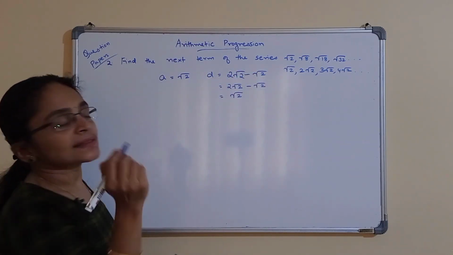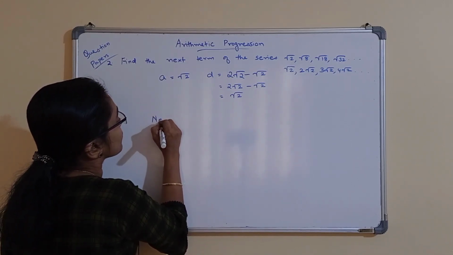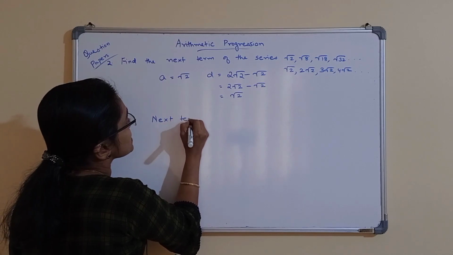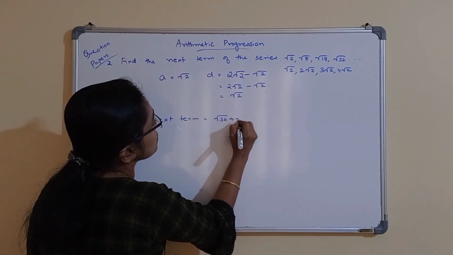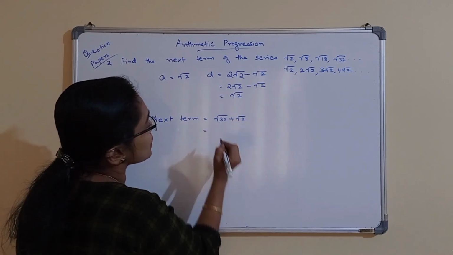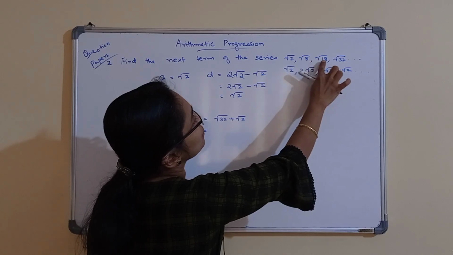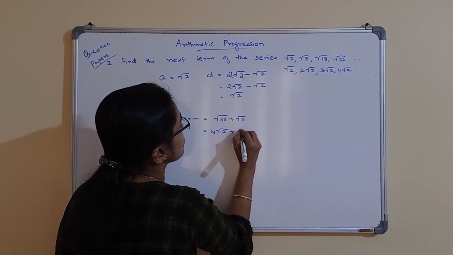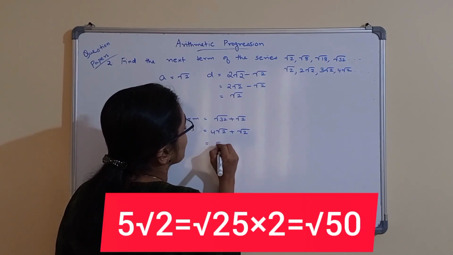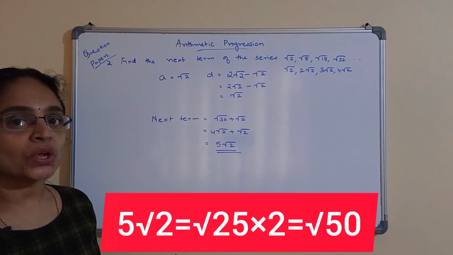Now, the next term is equal to root of 32 plus root 2, which is equal to, root of 32 is 4 root 2, so 4 root 2 plus root 2, which is equal to 5 root 2. So the next term is 5 root 2. Okay.